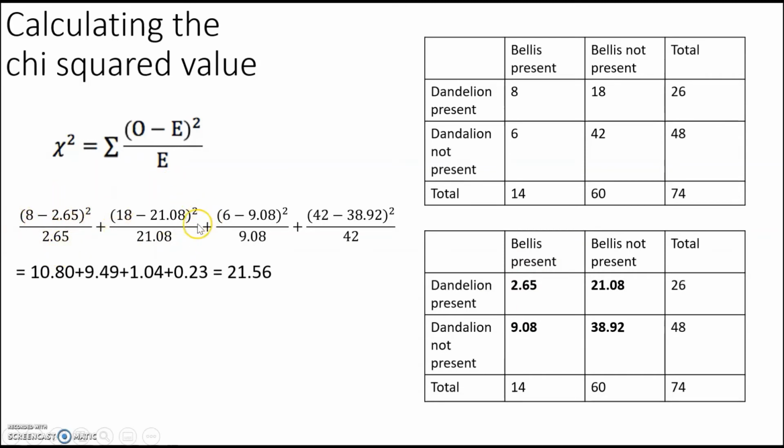Then I say, okay, for the second cell, which is this one, and the order doesn't really matter, the observed number is 18. The expected number is 21.08. So again, I can fill out the equation, and I do the same for the 2 other cells. Then I sum up these 4 numbers, and I get a chi-squared value of 21.56.